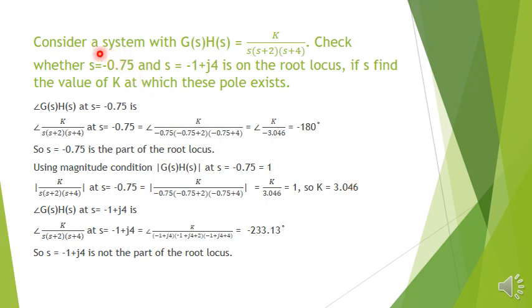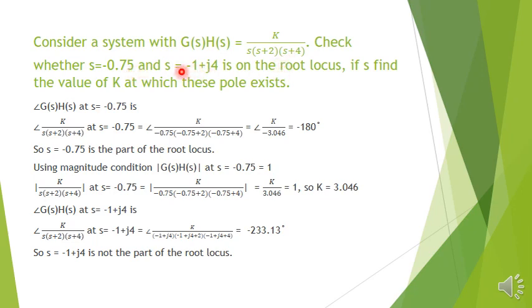So s is equal to minus 0.75 is a closed loop pole of the system with g of s h of s equal to k divided by s into s plus 2, s plus 4. In this case we have not really calculated the closed loop poles of the system, and without calculating the closed loop poles we are checking whether it is a part of the root locus or not.